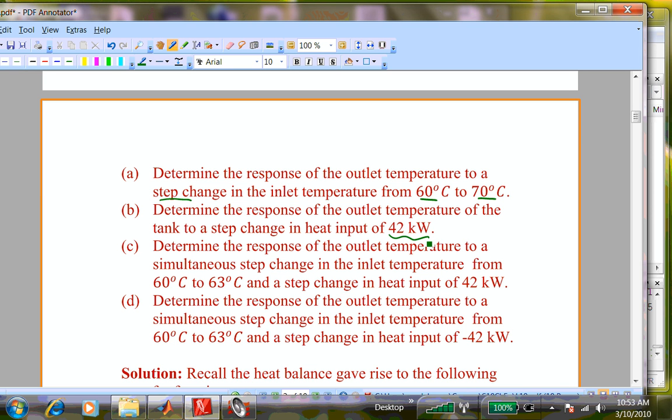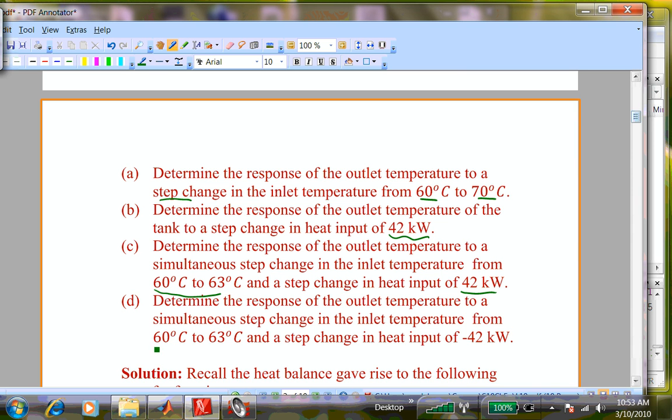The third one is a combined one. Okay? So in the first one, you only increase the temperature. The second one, temperature is the same, you only increase the Q. The third one, you increase the temperature by 3 degrees step change and increase the heat by 42 kilowatts at the same time. So what would happen to the outlet temperature and what is the dynamics, how long it takes, etc. And plot the response, basically.